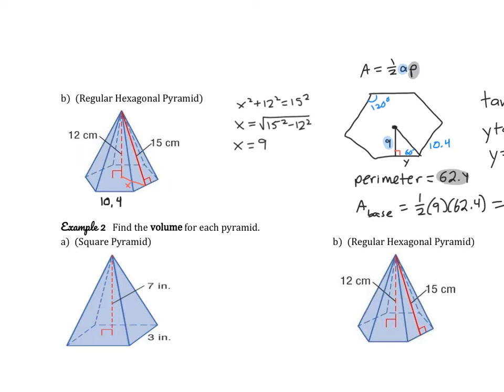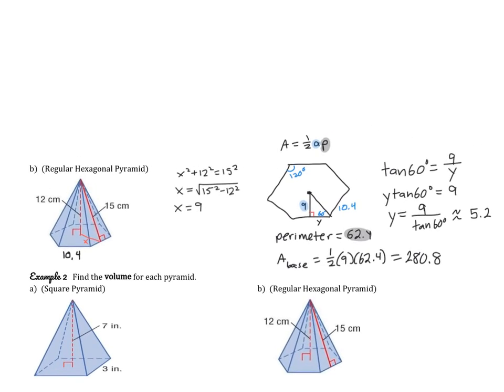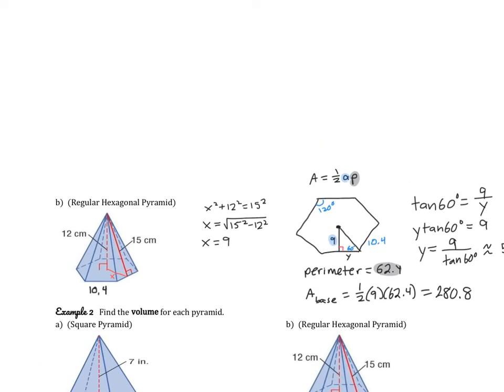So now that we know the area of our base, we also know that each side length is 10.4. We know also the perimeter of our base. We can find the surface area. So I'm going to do this above. So we're going to use that formula that we know. Surface area is 1/2 times the perimeter of the base, 62.4, times our slant height, which was given to us, which is 15. And then we add the area of the base, which we also found over here, which was 280.8.